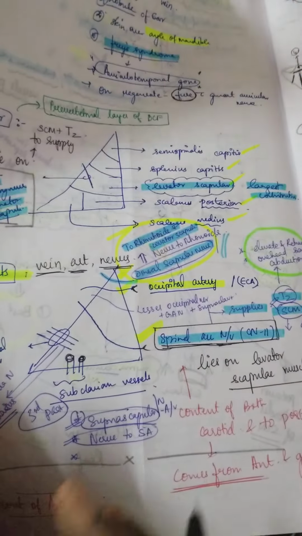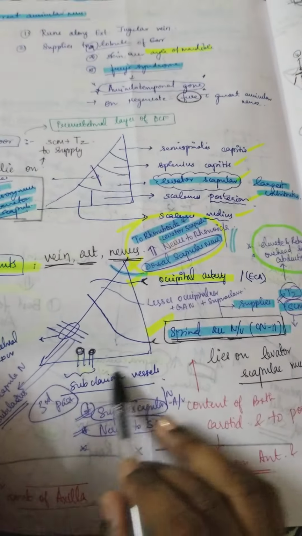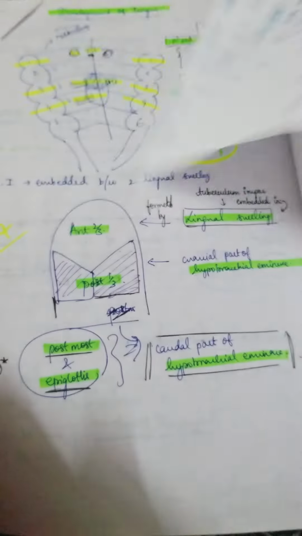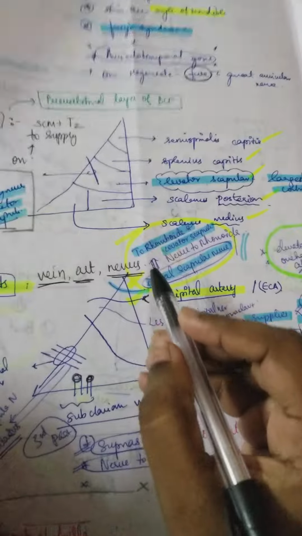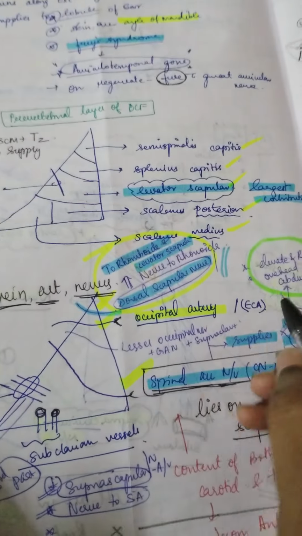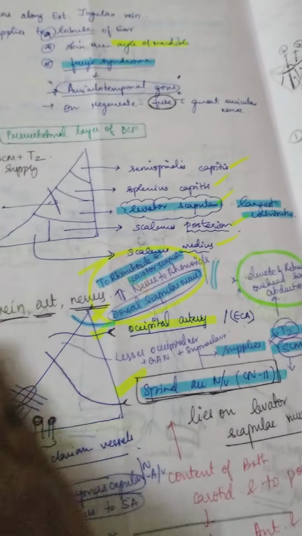And in vessels, you have to know that you have the subclavian vessels. The subclavian vessels will be present here in the subclavian triangle. Also you have the occipital artery, which is a branch of the external carotid artery. All this is very important.